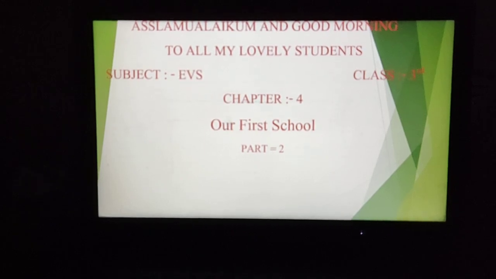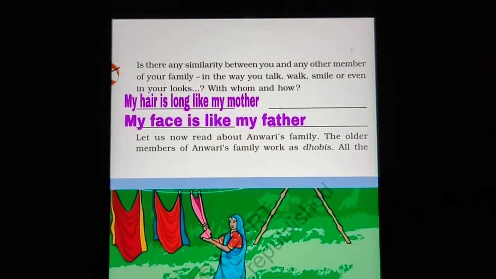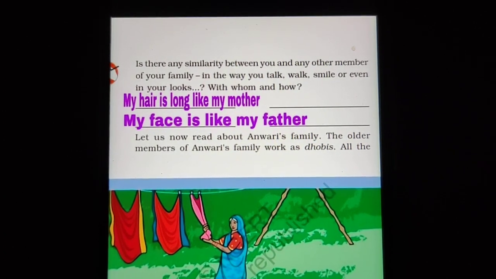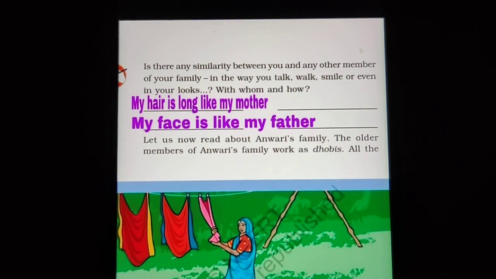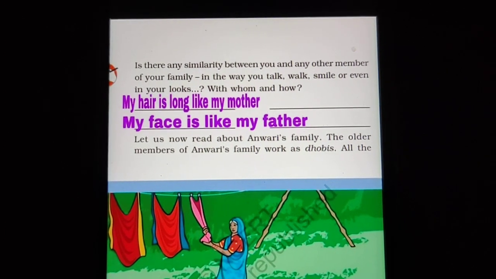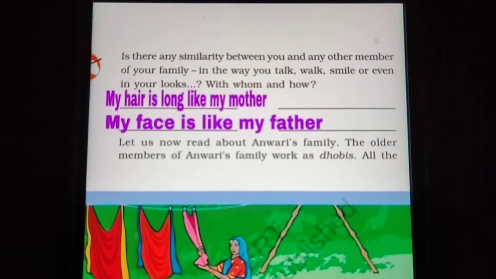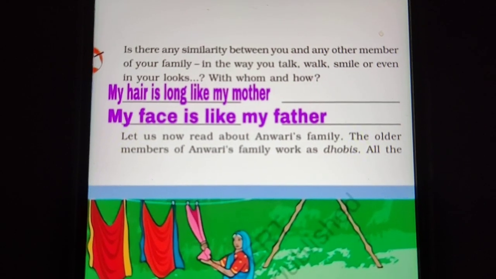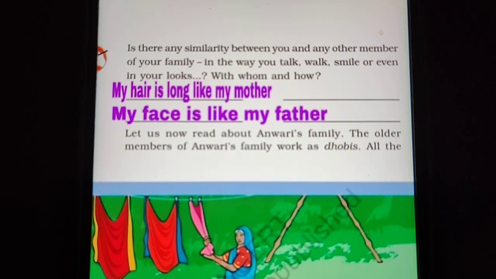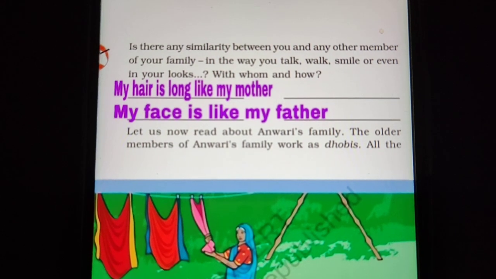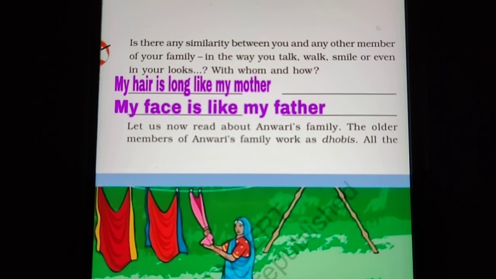So students, here we are. Is there any similarity between you and other members of your family in the way you talk, walk, smile, or even in your look? With whom and how? So, for example, here I have written, my hair is long like my mother. My face is like my father. So here I have given my similarity with my parents, with my mother and my father.